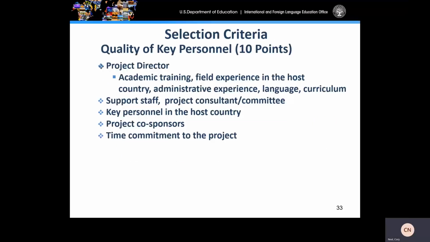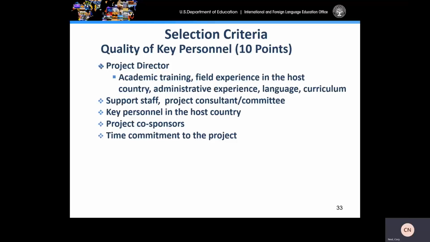The next criteria is the quality of key personnel. This is worth 10 points. Applicants should address the qualifications of the U.S. project director, which includes their academic training, their field of expertise in the host country, the administrative experience, language, and other related qualifications. Also, it is important to note the project director's time commitment to the project. You should also provide expertise of any other support staff, as well as their time commitment to the project.